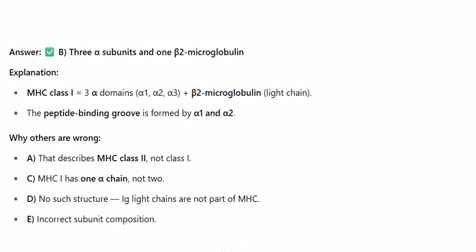Explanation. MHC class 1 has 3 alpha domains, alpha 1, alpha 2, alpha 3, plus beta-2 microglobulin, the light chain. The peptide binding groove is formed by alpha 1 and alpha 2.